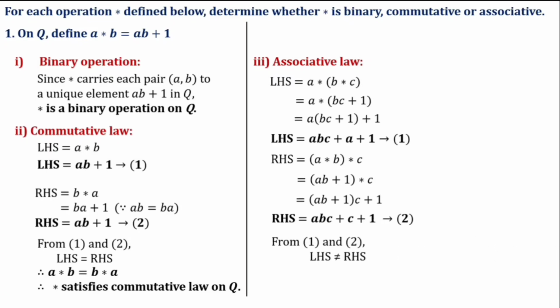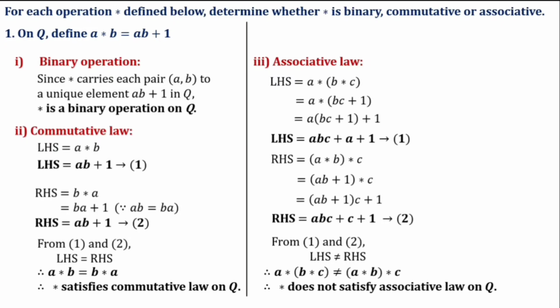And hence from equations 1 and 2, we can conclude that LHS is not equal to RHS, and hence (a star b) star c is not equal to a star (b star c). And therefore, we can now conclude finally that star does not satisfy the associative law on the set of all rational numbers.